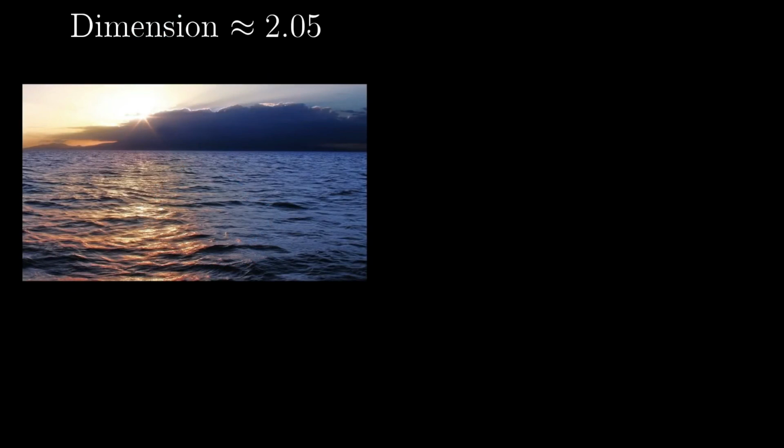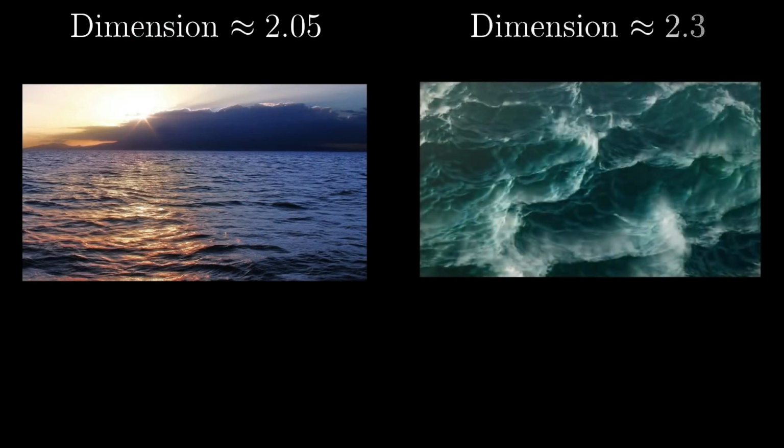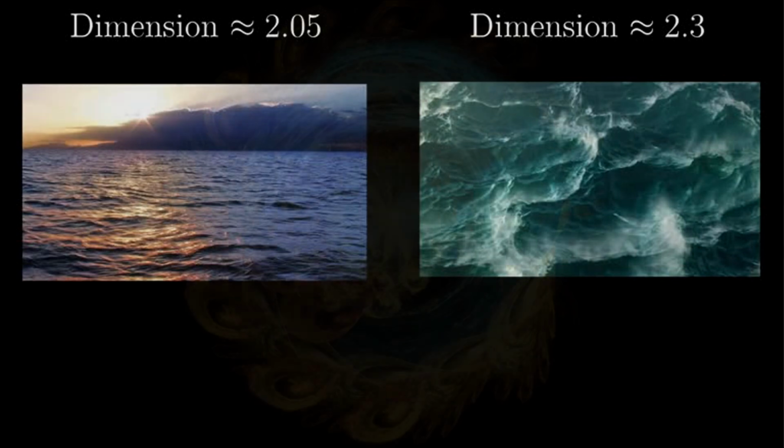Another example from nature is the surface of the sea. A relatively calm sea has a fractal dimension roughly equal to 2.05. This is in contrast to a stormy sea surface whose fractal dimension is roughly equal to 2.3. The larger the number, the rougher the fractal surface or curve actually is.